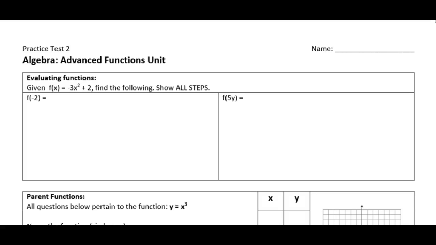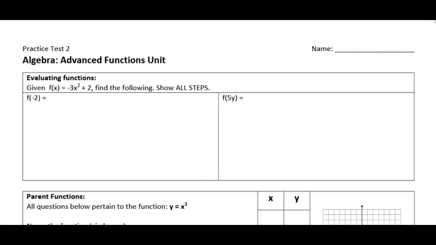We're looking at the second practice test here of the advanced functions unit. We're going to start out by trying to evaluate a function. We're given the function f of x equals -3 times x squared plus 2. Order of operations says that first thing we are going to do after we substitute is to work through our powers, our exponents, then through our multiplication and division, then through our addition and subtraction last.